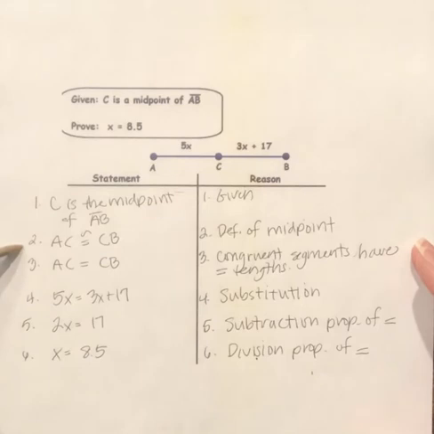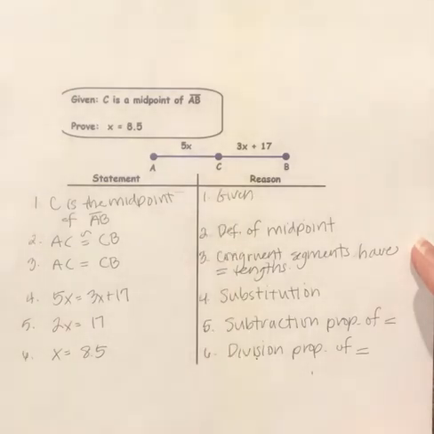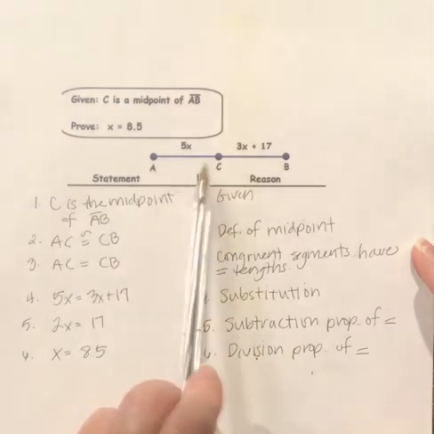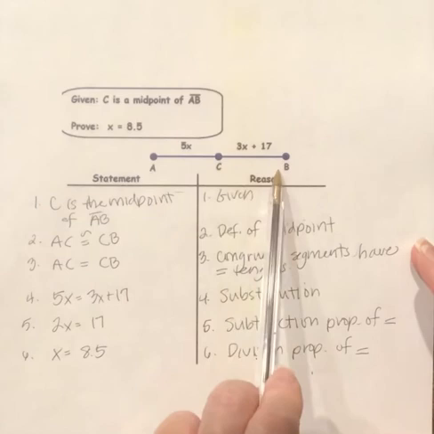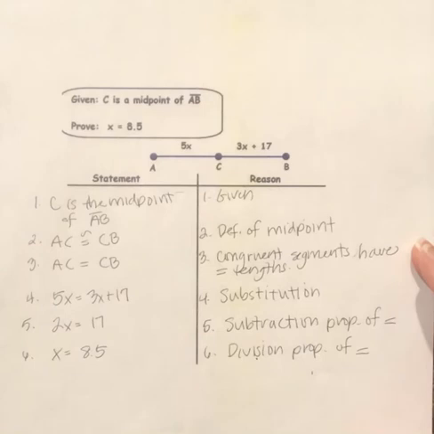Sometimes this next step is the trickiest because you really have to think, what would I be allowed to say from that given information? Well, if I am given that C is the midpoint, then all I really know is that segment AC is congruent to segment CB because of the definition of a midpoint. That's what a midpoint does. It creates two equal segments.